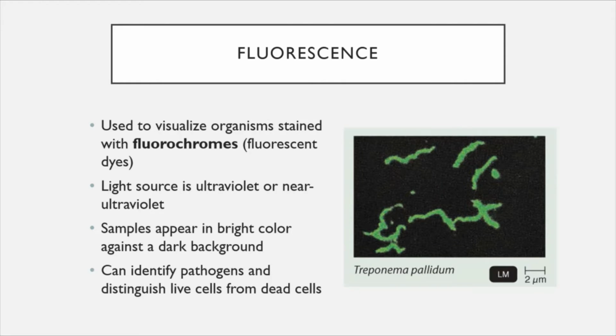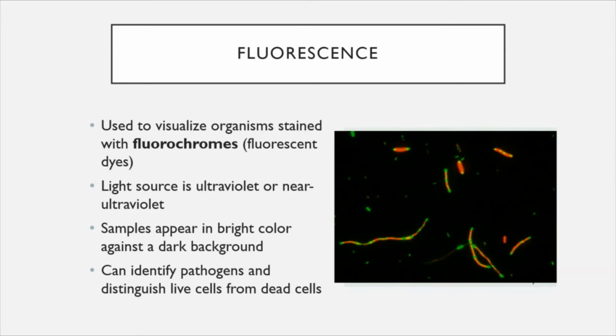Certain species of bacteria can be effectively stained and detected with this technique, so it can be used to identify pathogens. For example, Treponema pallidum is the species of bacteria that causes the STD syphilis. And in this image, it has been fluorescently stained and dyed so that it's visualizable. They can also be used to distinguish live cells from dead cells.